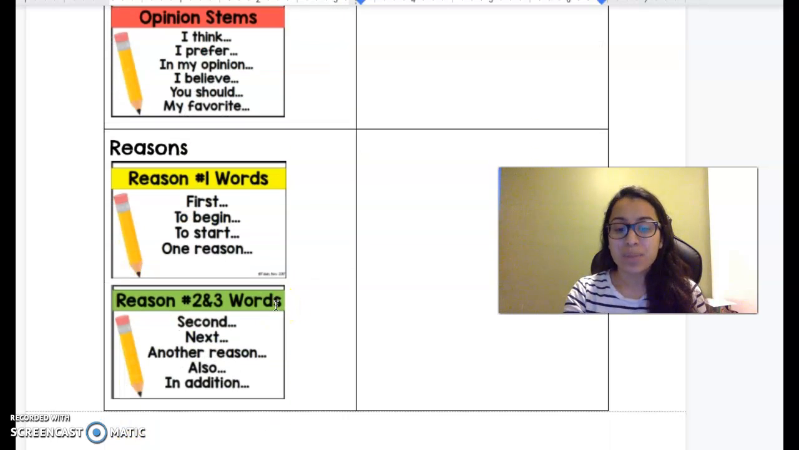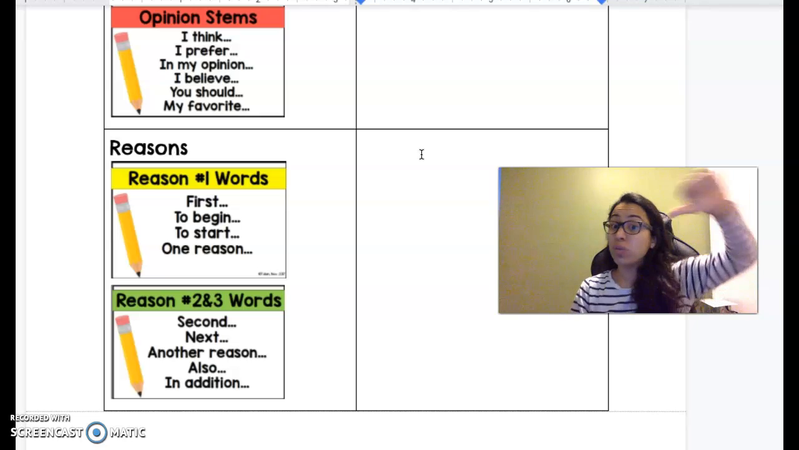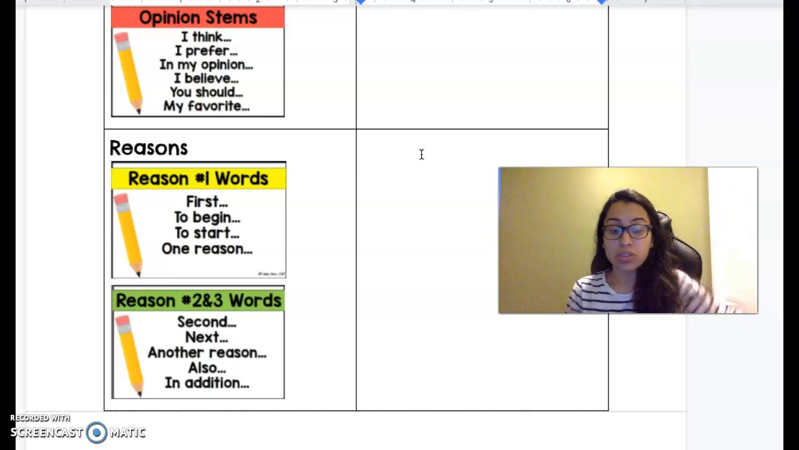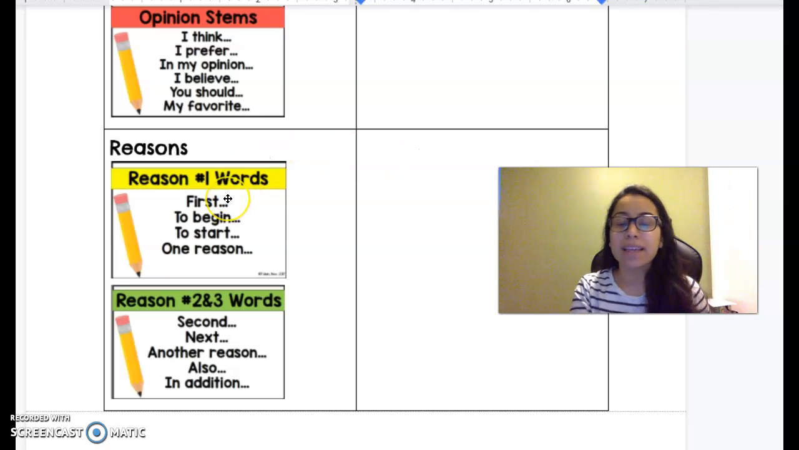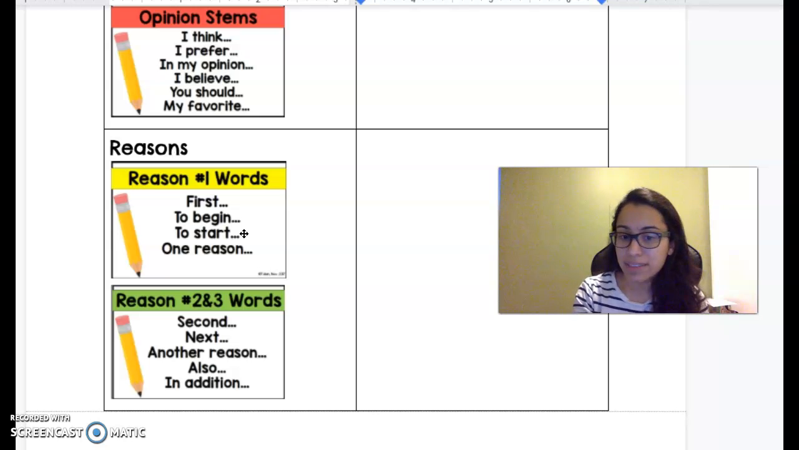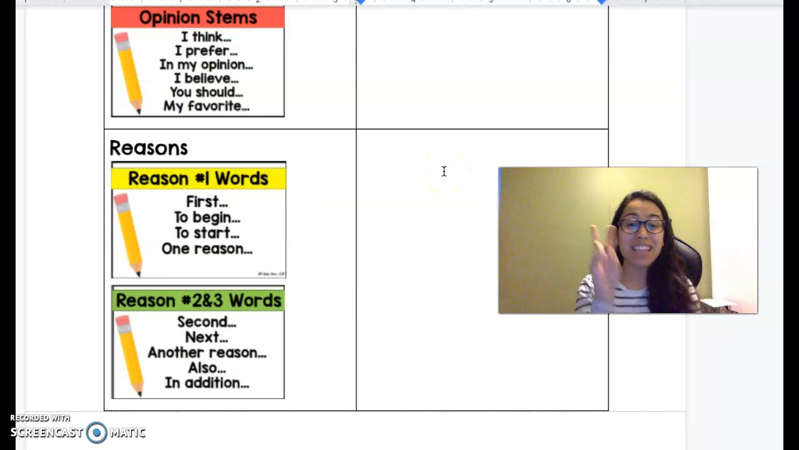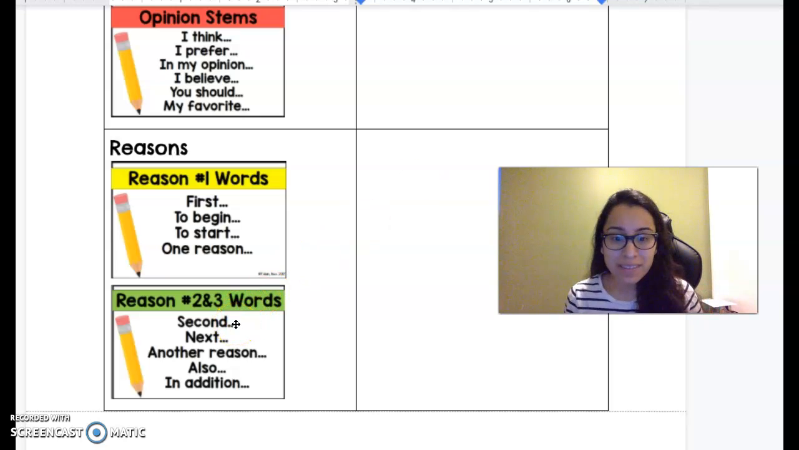And then the next box, you're going to give me at least two reasons why you like the zoo or why you don't like the zoo. So you can say, first, I like the zoo because, and you can tell us why. Or to start, I like the zoo because, and tell us why. And then the second reason, you can go ahead and say, second, the zoo is amazing because. Or another reason I love the zoo is because.